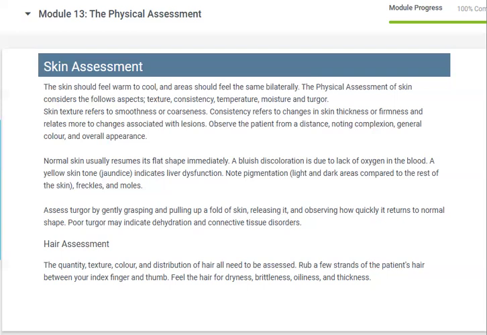Assess turgor by gently grasping and pulling up a fold of skin, releasing it, and observing how quickly it returns to normal shape. Poor turgor may indicate dehydration and connective tissue disorders.